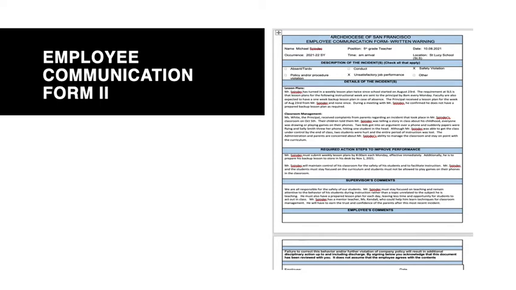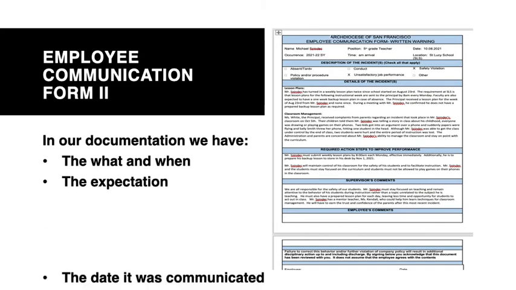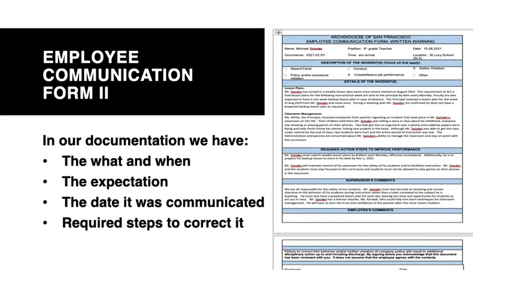Even after the first written communication, you may see the same infractions or behaviours continue, or additional performance issues may arise. If warranted, prepare a second written warning. In this example, two concerns have recently become more serious: weekly lesson plans and classroom management. In our document, we have the what and the when, the expectation, the date it was communicated, followed by the steps required to correct it. Again, supporting documents are helpful, as well as offering additional resources for improvement.